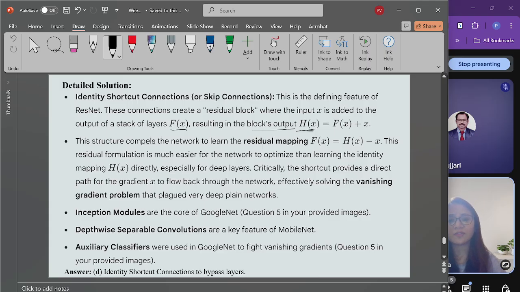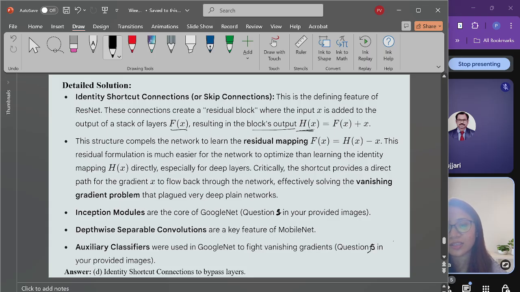Okay, already we have seen in the first question that inception modules are the core of GoogLeNet. Depth-wise separable convolutions are the key feature of MobileNet, not of the ResNet. And auxiliary classifiers were used in GoogLeNet to fight vanishing gradient. So that is also not a correct answer.